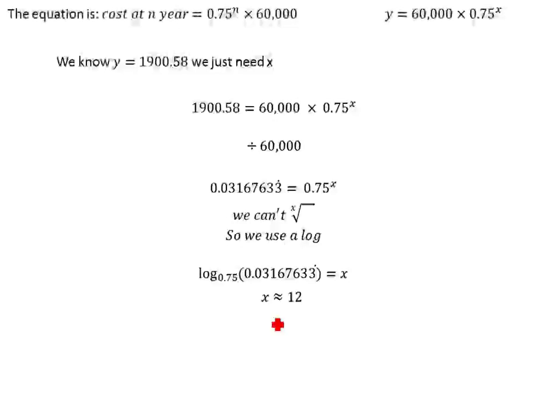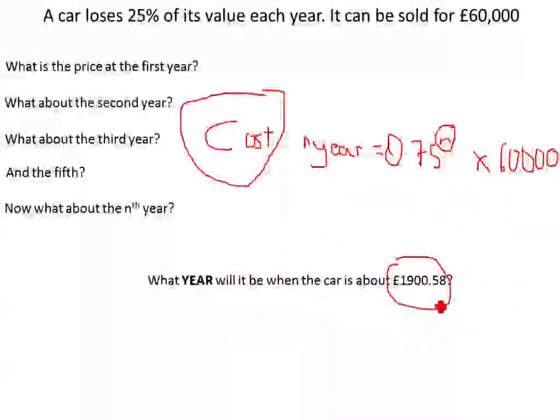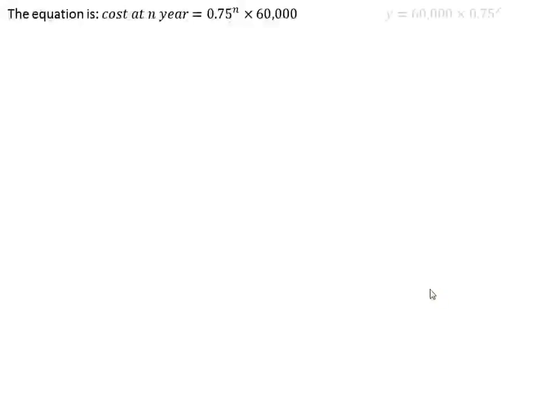So then your answer is, after 12 years, the car will be about near close to 20,000. It'd be close to 19,000. No, 1,900. Sorry.